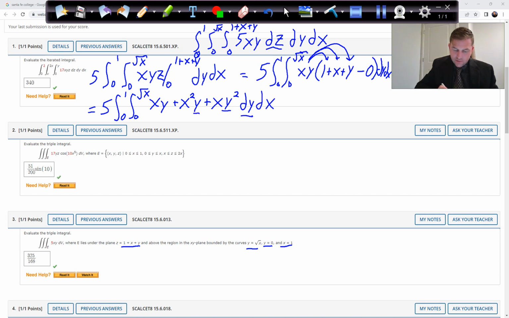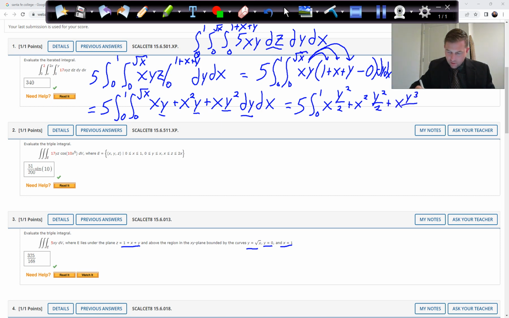This is a variable, this is a variable, that's a variable. All those x's are constants. So the antiderivative would be 5, 0 to 1, x y squared over 2 plus x squared y squared over 2 plus x y cubed over 3, and that is going from 0 to root x, and then it's dx.